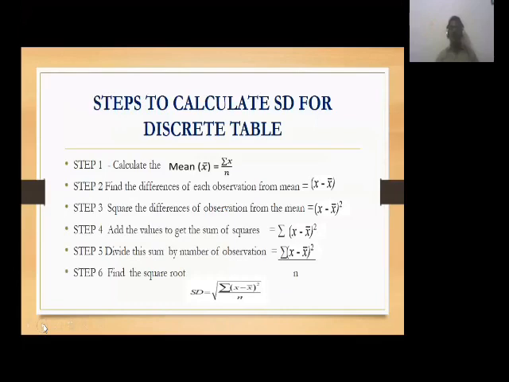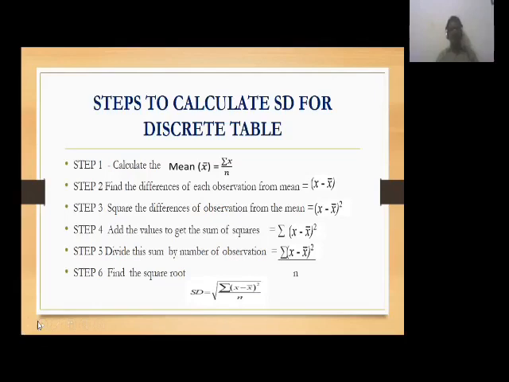Steps to calculate standard deviation in discrete data. Step 1. To find the standard deviation, first we have to calculate the mean of the observations. The formula for the mean is sigma x by n. Step 2. Find the differences of each observation from the mean, that means x minus x bar, where x is the observation and x bar is the mean. Step 3. Square the difference of observation from the mean: x minus x bar whole square.